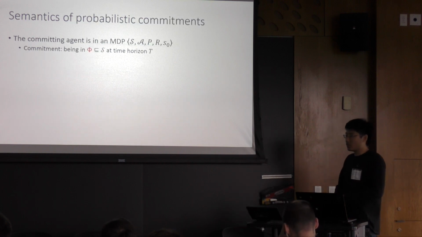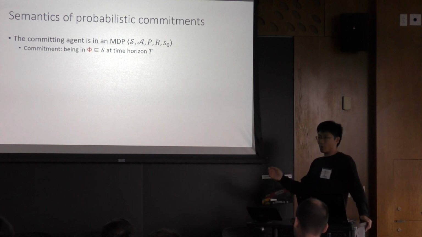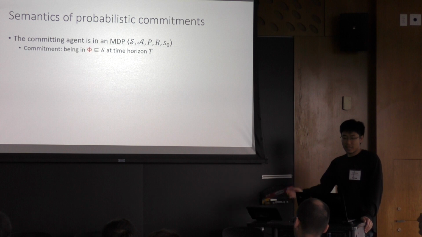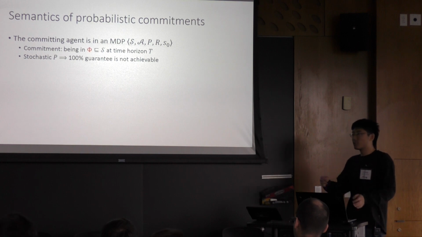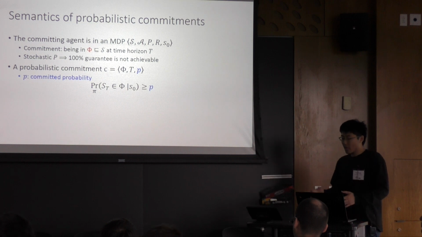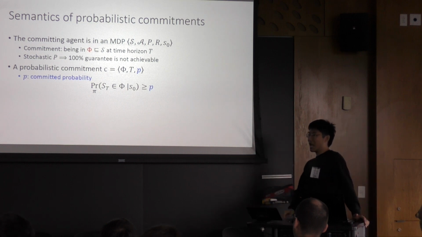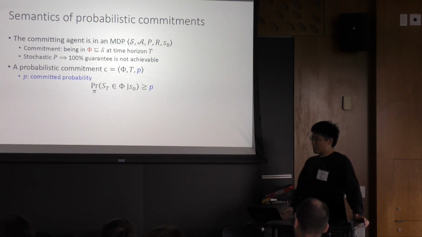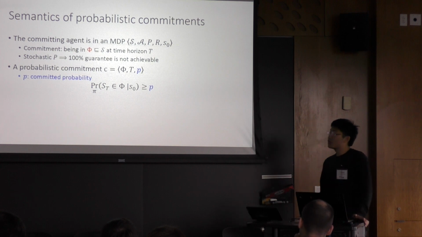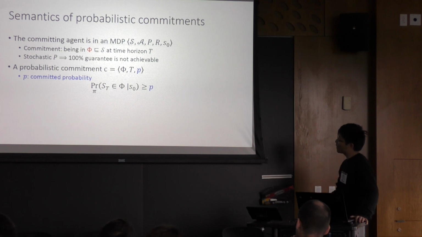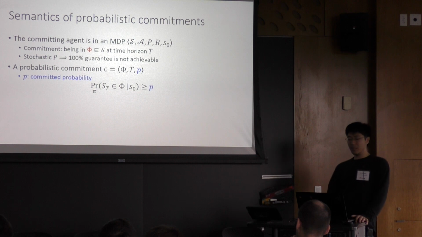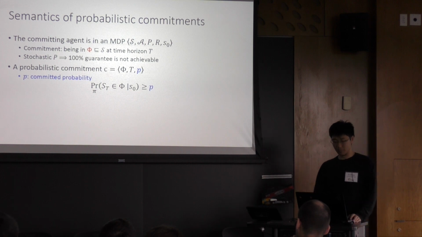Let's formally define what I just talked about. Suppose the committing agent is in its Markov decision process, and the commitment is being in a set of states phi, which is a subset of the state space, at time horizon T. And the stochastic dynamics tell us a 100% guarantee is no longer achievable. Our definition of a probabilistic commitment C is nothing but a three-element tuple, with the first two elements being the commitment state space phi and the time horizon T, and the third element being the commitment probability p. The semantics is that the agent has to follow a policy pi such that, starting from the initial state s0, the probability of the final state being in the commitment state space is at least p.